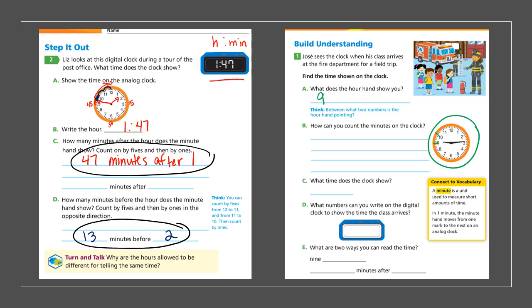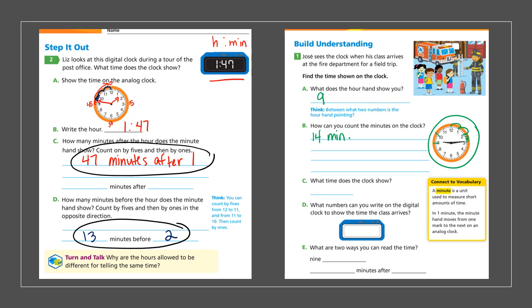Now, how can you count the minutes on the clock? Well, we're going to count by 5s until we can't anymore, and then we count by 1s. So how many times can we count by 5s? Well, let's see. I can count 5, 10, but I can't count again because if I did, I would be at 15 and I would have passed the minute hand. So I can count 2 times by 5. So 5, 10, and now I'm going to count by 1s. 11, 12, 13, 14. So the minute hand shows me 14 minutes. And we counted by 5s and then by 1s.